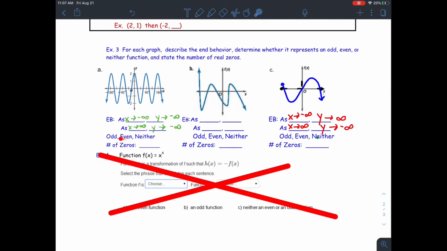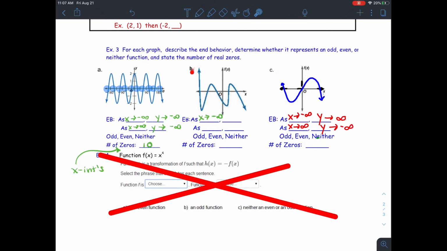Okay. I'm going to count the number of zeros. We're going to skip odd and even just for a moment. Zeros, please remember, just means x-intercepts. So all they're wanting you to do is simply look at this graph and count up how many times it touches the x-axis. It looks like 1, 2, 3, 4, 5, 6, 7, 8, 9, 10 times. So there are 10 zeros there.